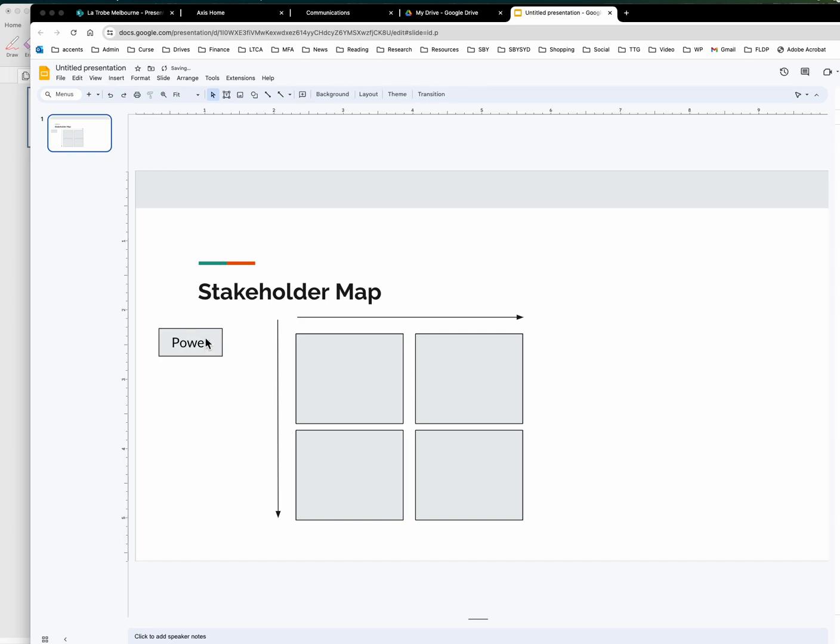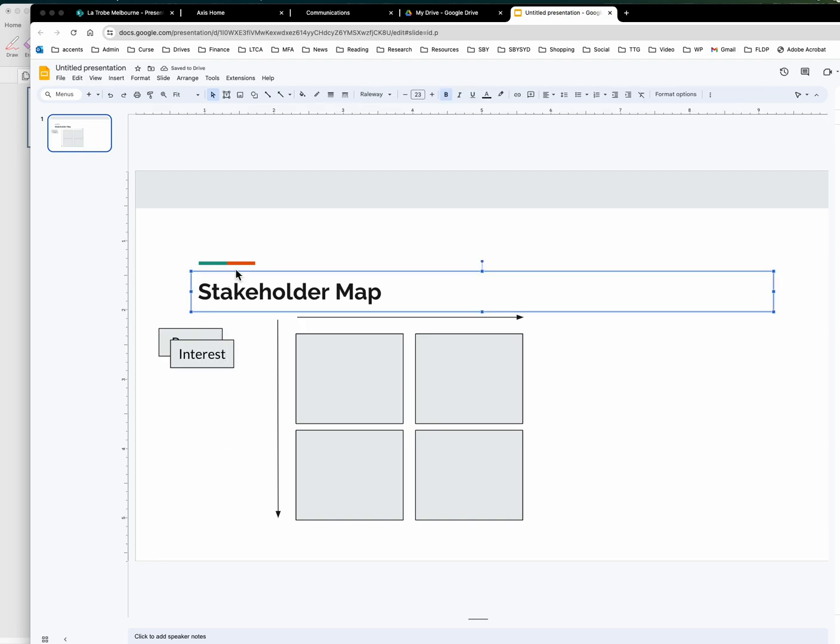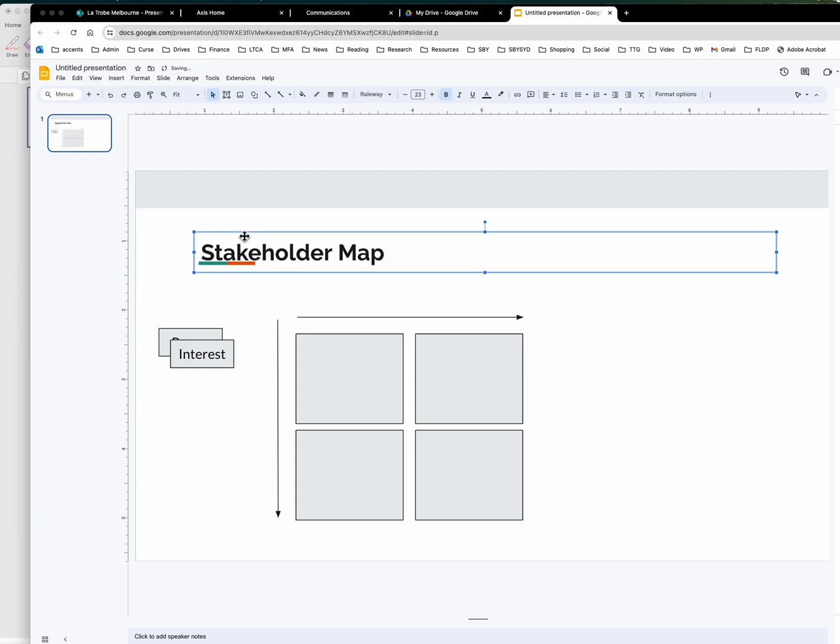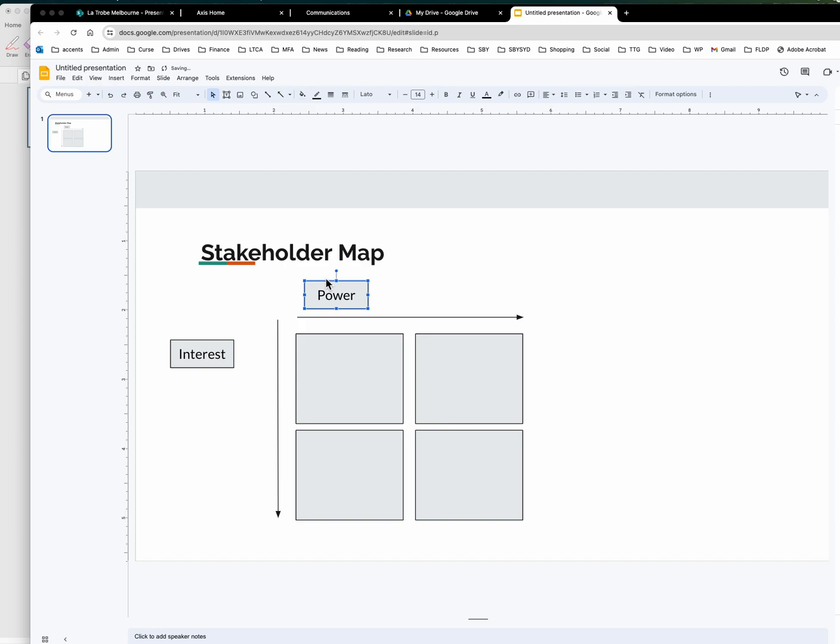Power. And interest. Pull those up there. Oops, wrong one. So you see, it's pretty quick to do something like this. And then, of course, we're going to have different stakeholders.